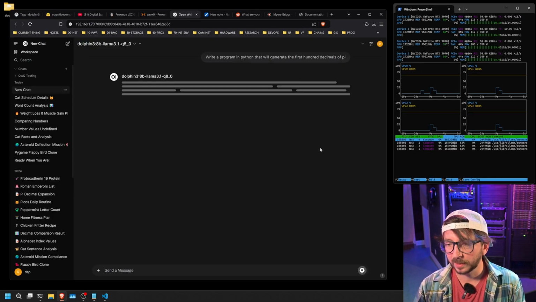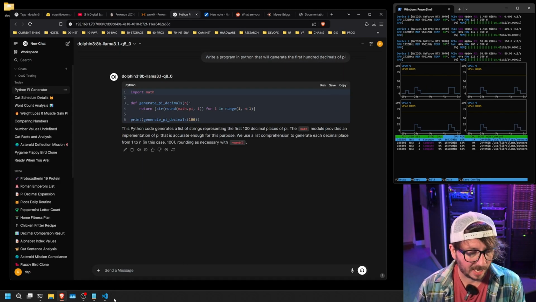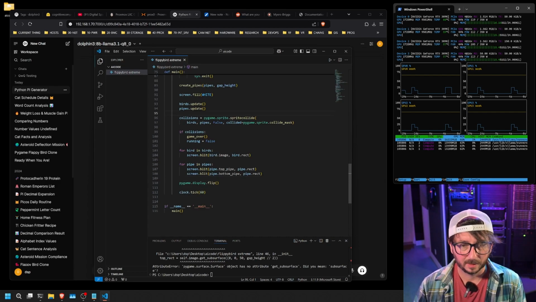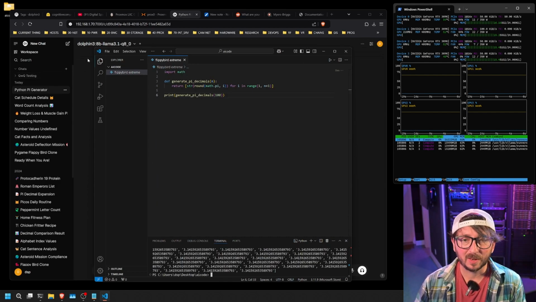All right, and next we're asking it to write a Python program that will generate the first 100 decimals of pi. So let me go ahead and copy this and... So unfortunately, that one also did not pass.